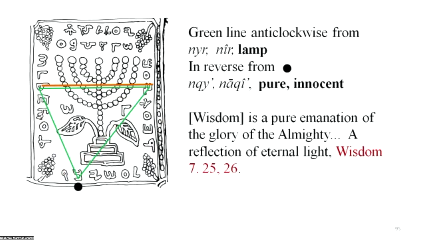Now, looking at the triangle that goes down to the second letter, reading that around, it is either a lamp, or if you read it round the other way, it's pure or innocent. And again, lines from the Wisdom of Solomon: Wisdom is a pure emanation of the glory of the Almighty, a reflection of eternal light. So that's the second of the triangles coming down from the orange line.